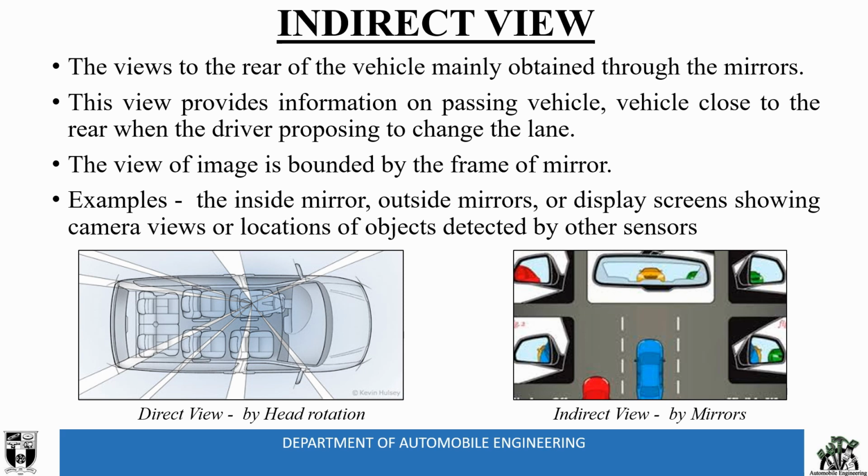The view of the image is bounded by the frame and size of the mirror. The examples include the side view mirror, the rear view mirror, the backup cameras and displays, and the parking sensor that are used to detect objects. The image on the left side shows the direct view of the driver that is obtained by head rotation. The blue area shows the direct view, and the image on the right side shows the indirect view that is obtained by using the mirrors in the vehicle.